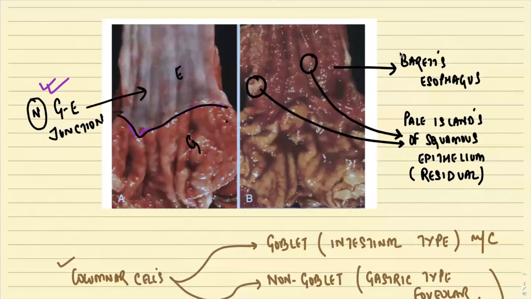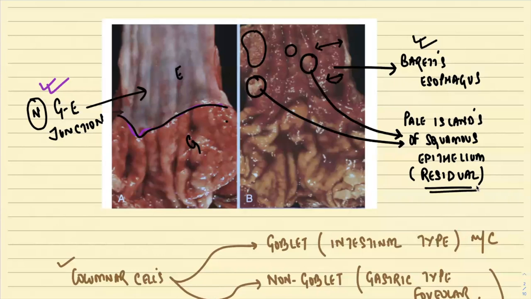Now over here on the right-hand side, it is the Barrett's esophagus. The red velvety mucosa, as we can appreciate, is the classical Barrett's metaplasia. In between, there are certain areas which are pale in color, yes? These pale areas are reflective of the normal lining of the lower end of the esophagus, which is the squamous epithelium, the residual pale island.